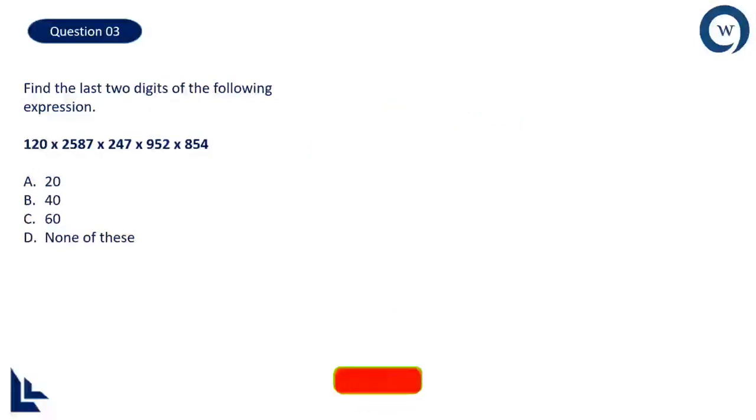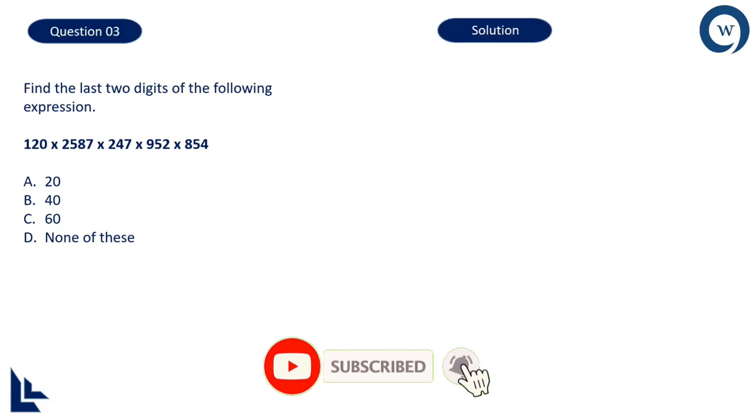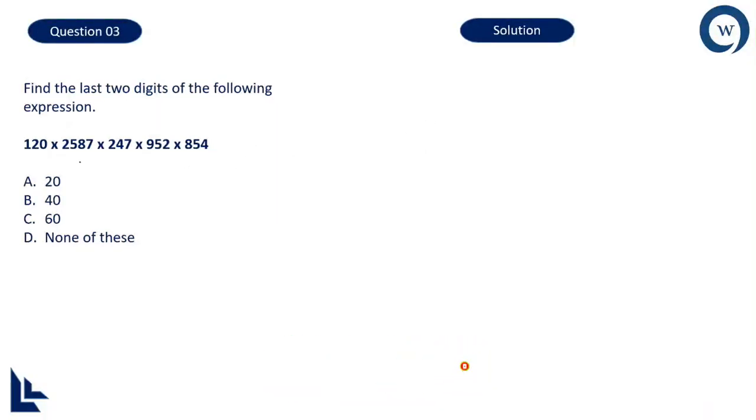Here you see 120 into 2587 into 247 into 952 into 854, and I'll divide this number by how much? 100. I'll divide this number by 100 and I will take the remainder. Now you can see this number can be divided directly by 20, right? So 26 times and 25 times, that's it. No other number is possible. So that means I have cancelled numerator and denominator by 20.